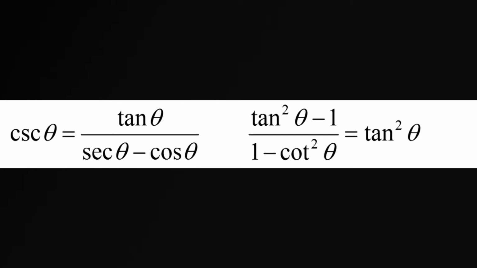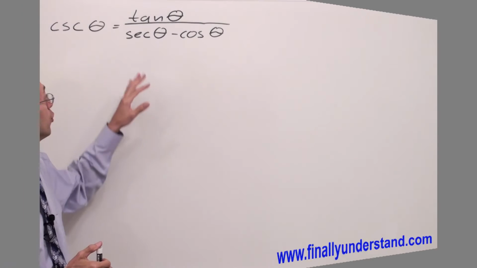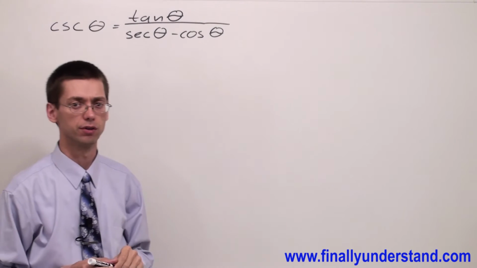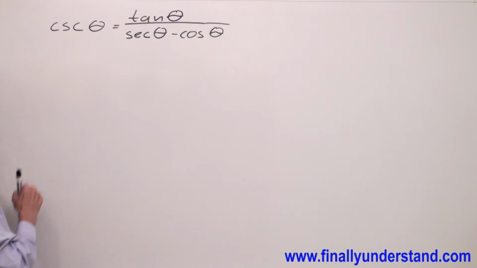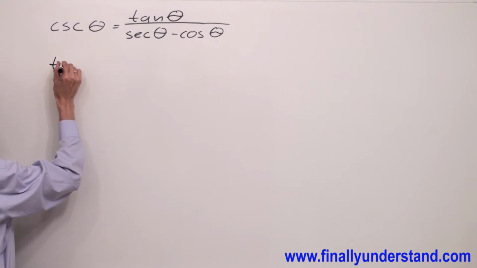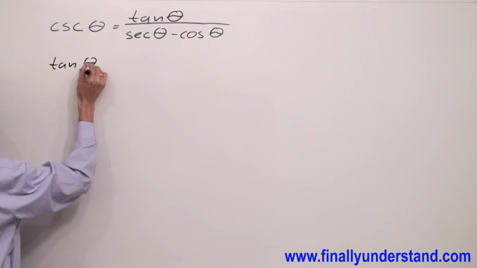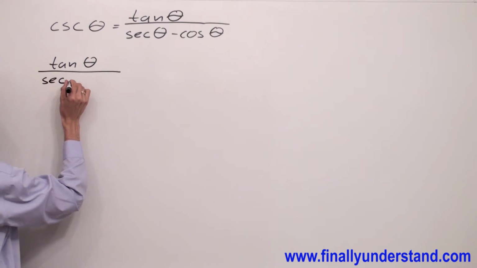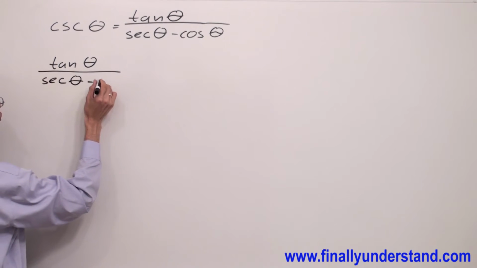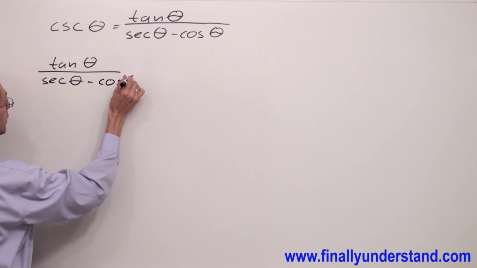Let's take a look at this example. This time, there is no question that we're supposed to look first at the right side. So, copy this down. We have tangent theta over secant theta minus cosine theta.